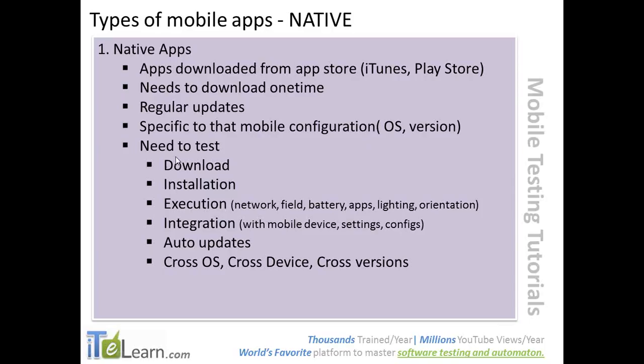So there is a download and there is an installation that is very important. Then comes your execution, where you're actually executing the tests on that device. But what happens to that execution when you're doing it on different networks, like a 2G or a 3G or a 4G LTE or a Wi-Fi or a shared Wi-Fi or an insecure Wi-Fi? What happens when you're in coverage zones?